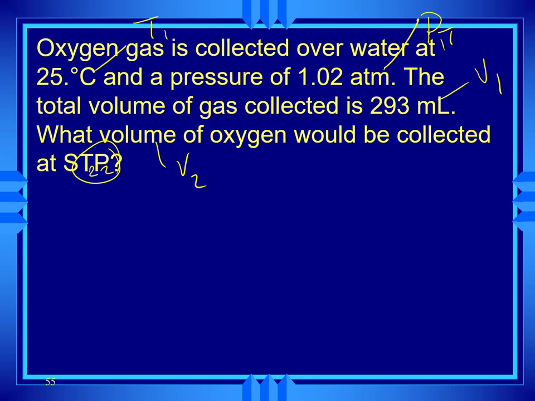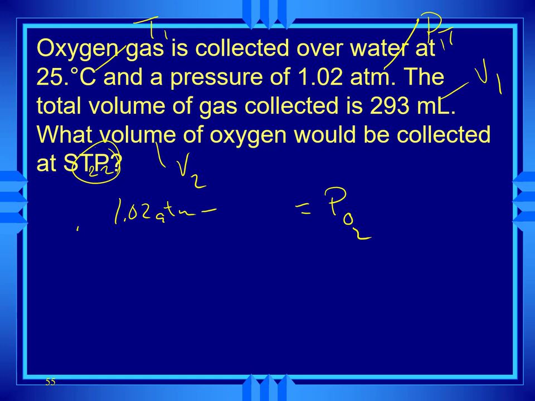Okay. So I have all sorts of numbers. Where do I need to start? Well, they want the oxygen at STP. So I need to start talking about oxygen by itself first. And my pressure at the beginning is not oxygen by itself. That's its pressure plus water. Does that make sense? So I need to start off with that 1.02 atmospheres. And I've got to subtract the vapor pressure of water to equal the pressure of the oxygen. How am I going to find the vapor pressure of water?